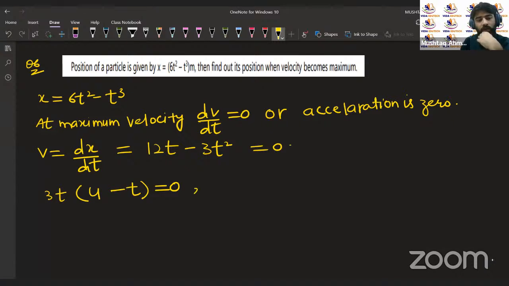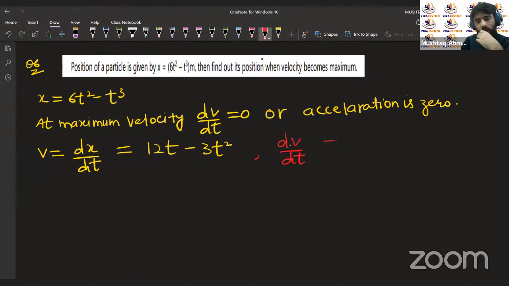From dx by dt we get the velocity. We don't have to put the velocity equal to 0, we have to put the derivative of the velocity equal to 0 to find the time where the acceleration is zero. So this is our velocity. We'll once again take the derivative of it. We'll be calculating dv/dt.